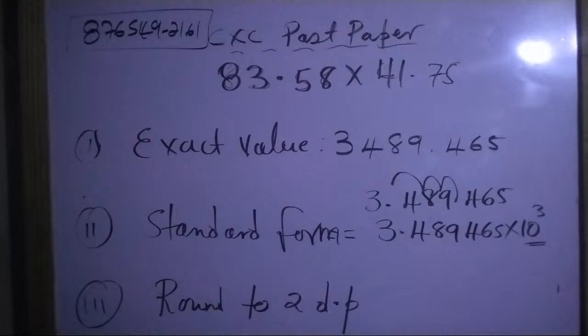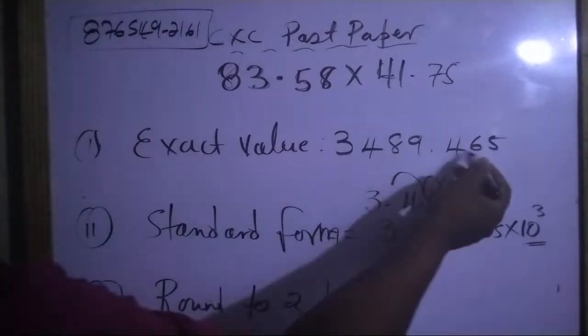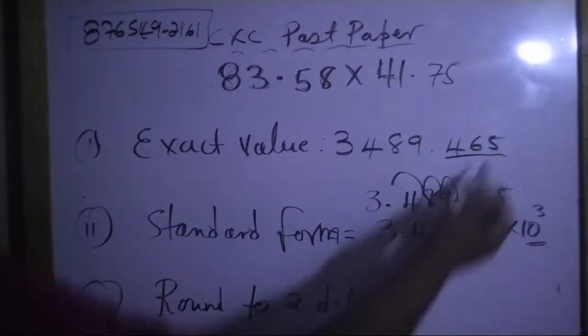Alright, round off to 2 decimal places. So we have 3 decimal places. But guess what? It's 5 and over.